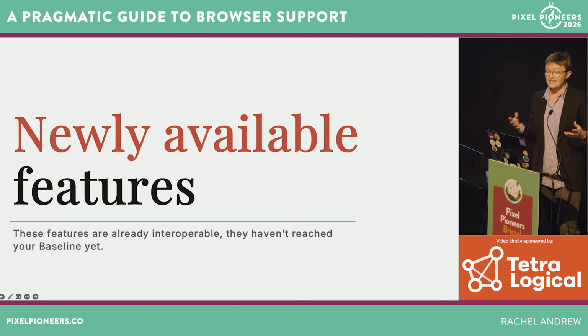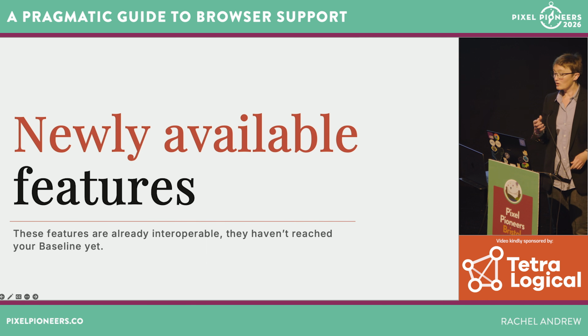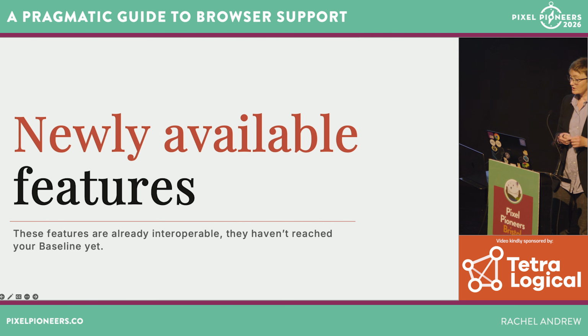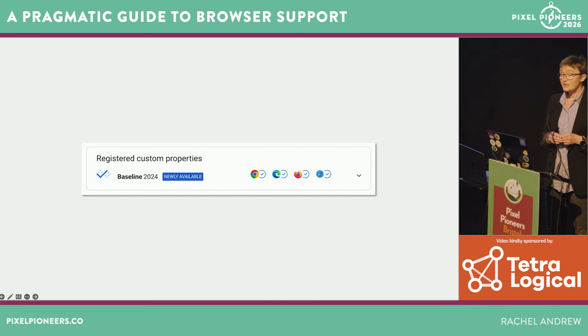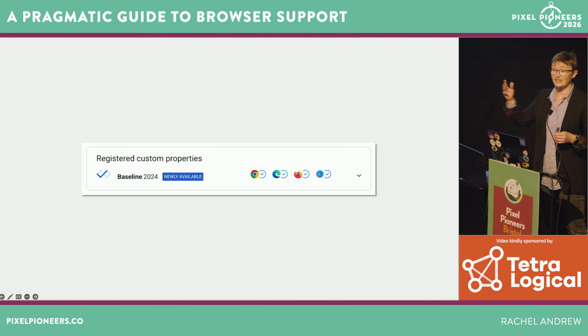So we've got different sets of features here. We've got those that are already baseline newly available. So that's a feature that you want to use, and you know that a good chunk of your users who have the latest browser, who have updated their browser, have already got that. So in this case, it's worth figuring out how far along the path to baseline it is. If you're doing a brand new project, you're just starting it today, well, most projects take a fair few months before they actually land.